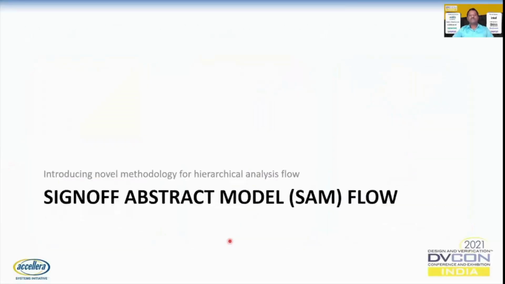I believe all of us are now aware of the challenges associated with huge and complex designs for static verification. To address those challenges for the design teams, let me introduce a new method using the sign-off abstract model, also known as SAM flow.